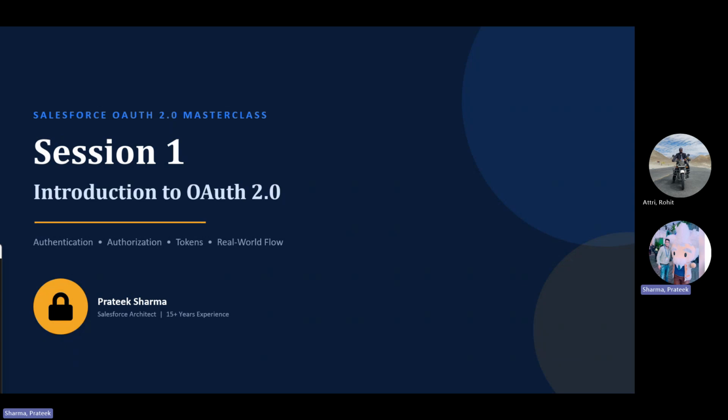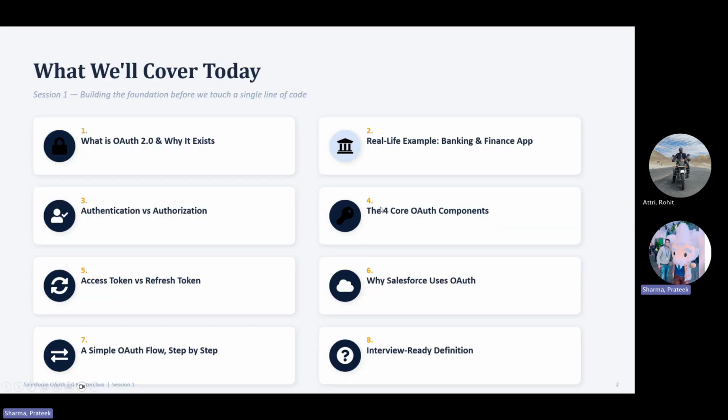So let's start with the course, right? In the first thing, we will discuss what we will cover today. So first thing that we will cover is what is OAuth 2.0, why it exists. I mean, why we actually need OAuth 2.0, why we can't use a username and password and security token in order to log in to the server resource.